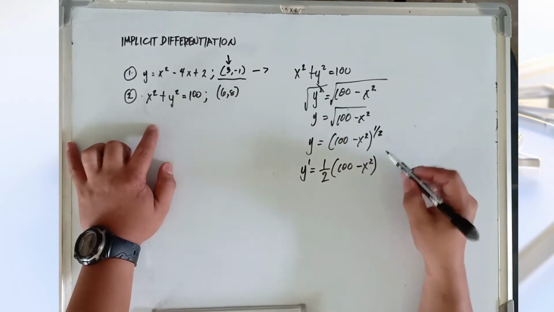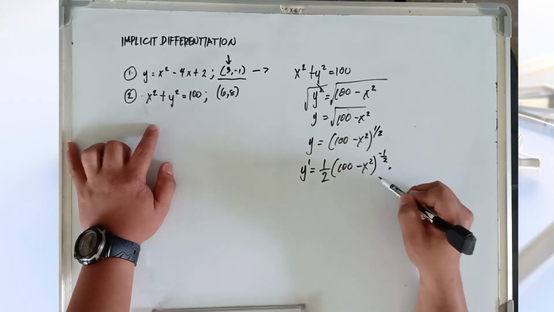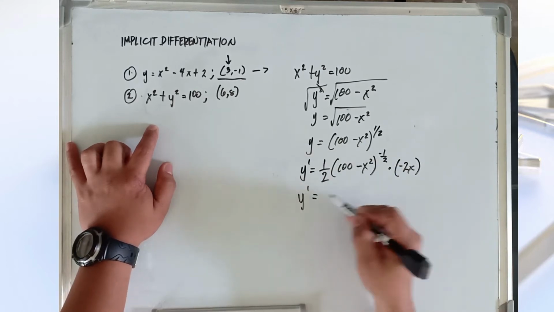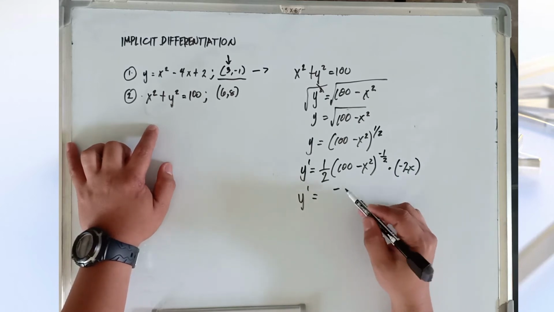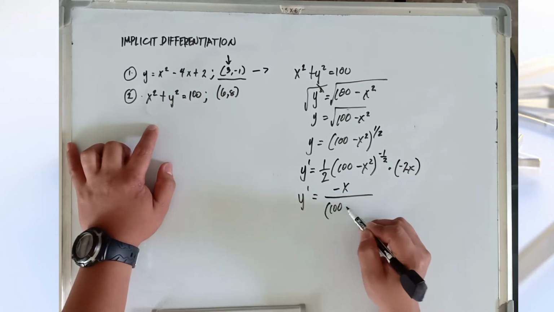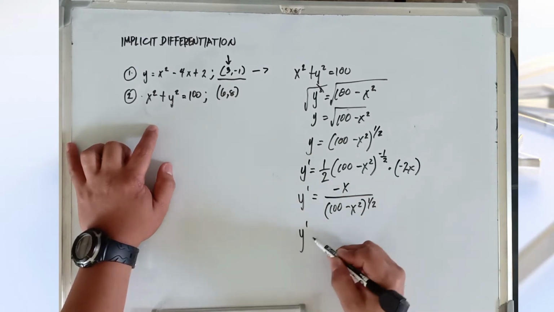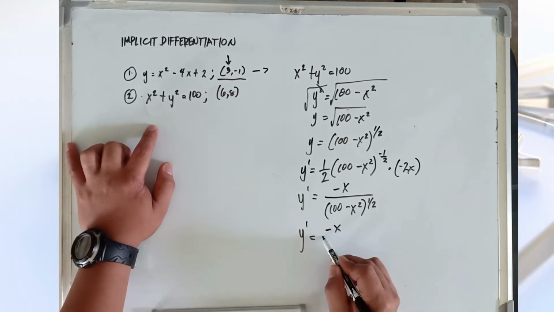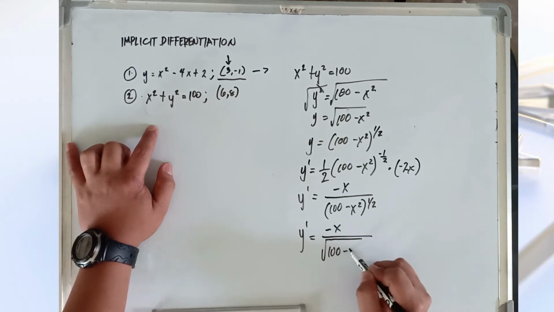So this would be equal to negative 1/2, then times the derivative of this, which is negative 2x. Simplifying that further, we have negative x over 100 minus x squared raised to 1/2. Or we have y prime is equal to negative x all over the square root of 100 minus x squared.